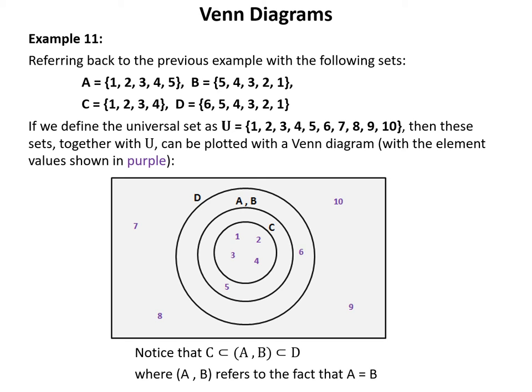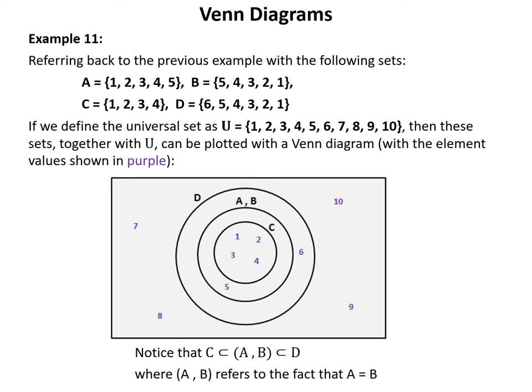And then we have the A, B, which refers to the fact that A and B are the same set. And A and B contain all the elements that C contains, as well as one other element, 5. And then furthermore, those sets A, B, and C are all within the set D, which includes the additional value of 6. So we have 1, 2, 3, 4, 5, and 6.